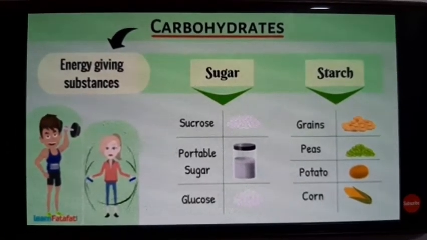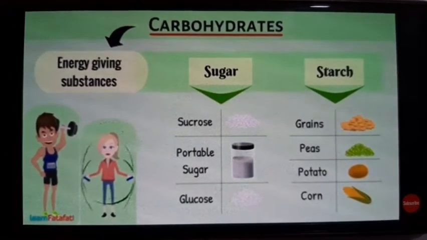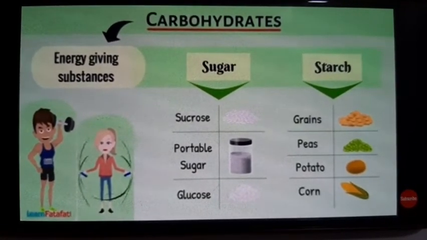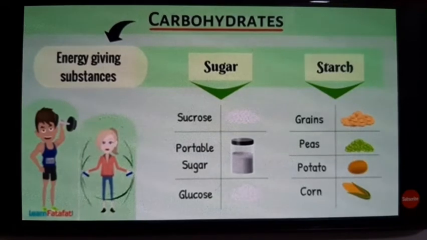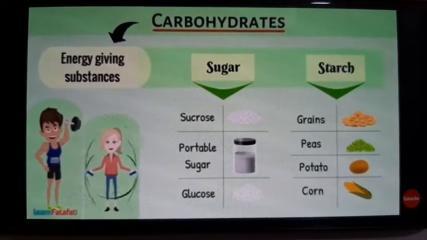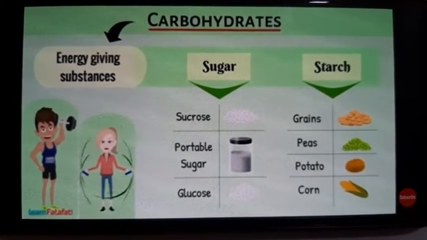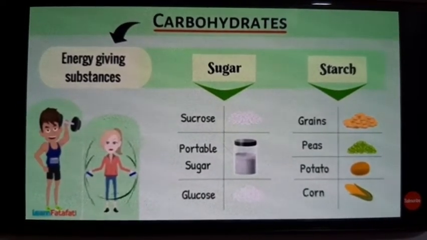These are the energy-giving substances. They include sugar and starch. Various kinds of sugar include sucrose, table sugar, glucose, etc. Starch is obtained from grains, peas, potatoes, corn, etc.